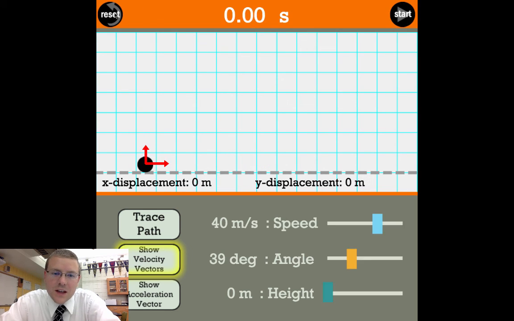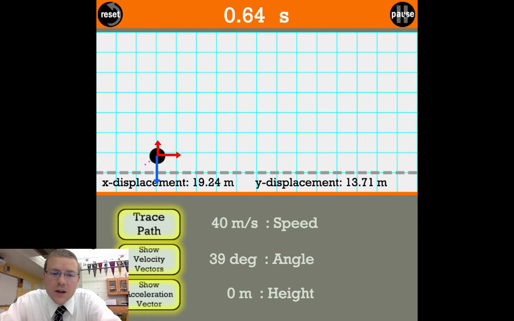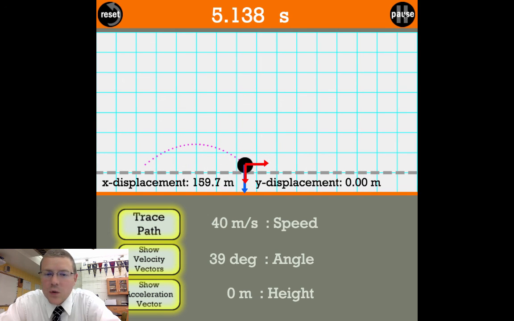We can reset this again and watch just the acceleration vector. We'll actually put all three on. And you can see vertical velocity decreased, then increased, and horizontal velocity stays constant the entire trip.